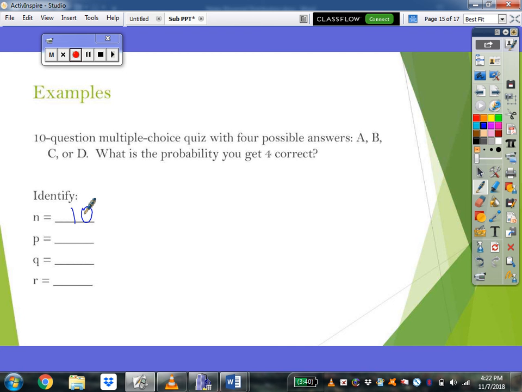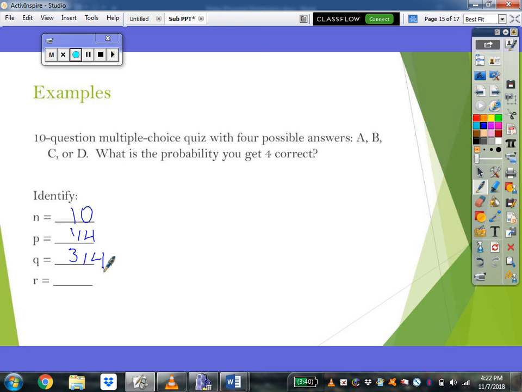Then our P represents your probability of success. Well, if you remember, if there are 4 answer choices and I can only choose one, it's going to be 1 out of 4. So that's the probability that I am successful and I get the answer correct. What's the probability that I'm unsuccessful and I get it wrong? Well, if there are 3 wrong answer choices, then it's 3 out of 4.